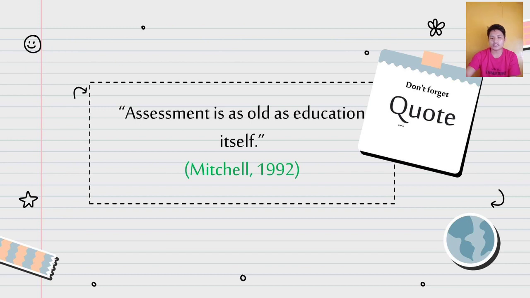Assessment is as old as education itself, according to Mitchell, 1992. This means that since education began, assessment has also existed. Education is the process of acquiring information, or sharing and teaching information through instruction. Therefore, if you teach or share information with a person, it is a way of educating that person. And if you determine or check whether that person really acquired the information, skill, competency, or knowledge that you shared, then it is a way of assessing, or assessment.